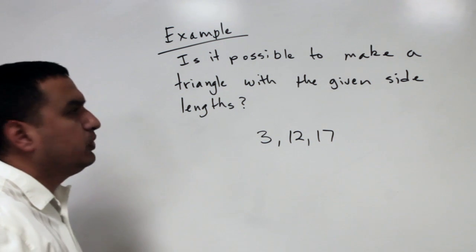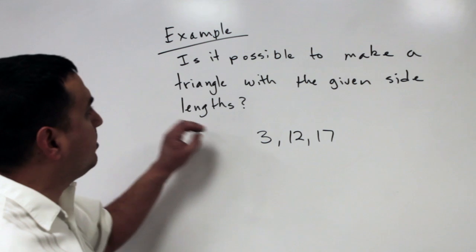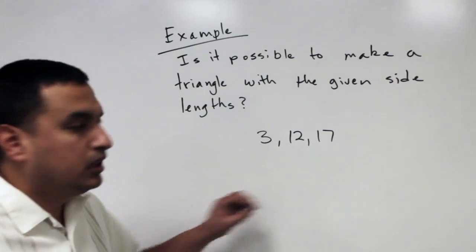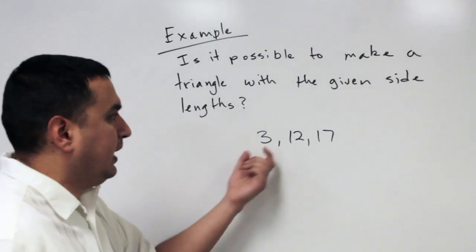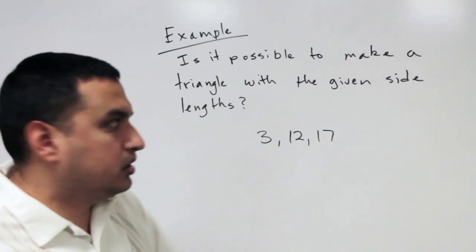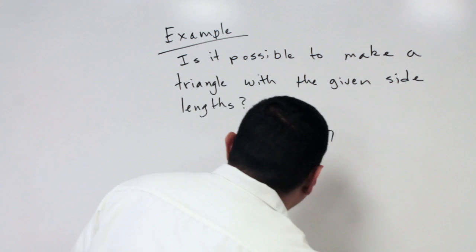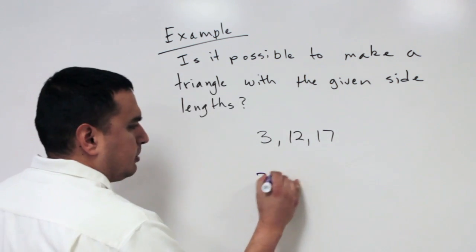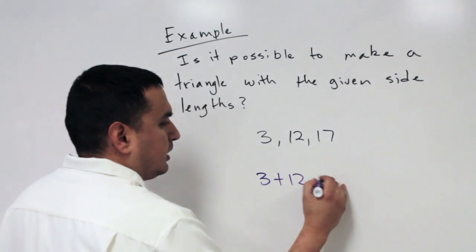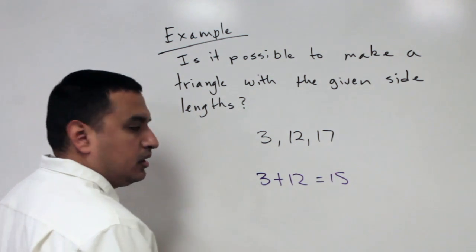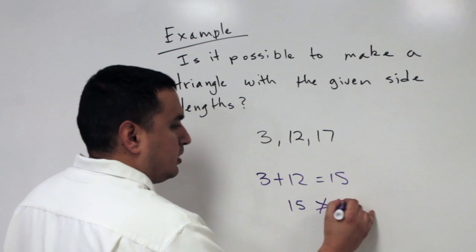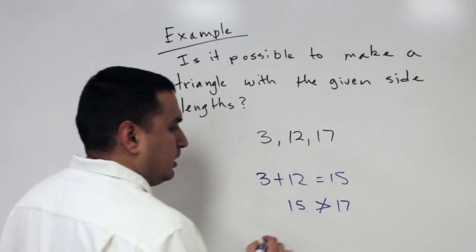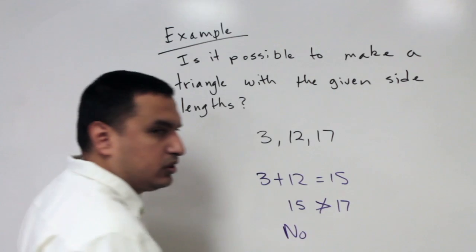Okay, so let's use this theorem. Is it possible to make a triangle with the given side lengths? If it's true, that means for any combination of these numbers, if I add two of them, it has to be greater than the third side. Looking at this, I see right off the top that 3 plus 12 is 15, and I know 15 is not greater than 17, so my answer would be no, this does not make a triangle.